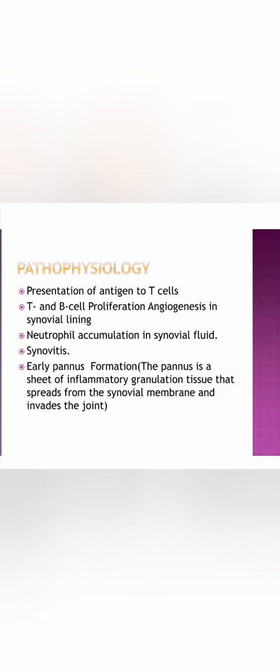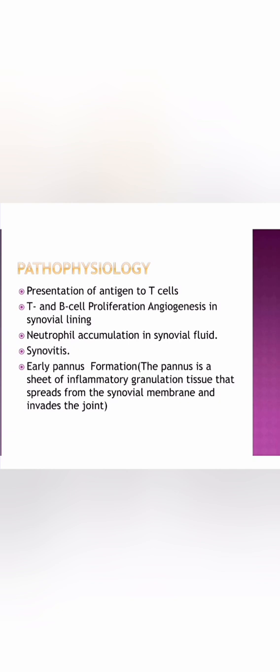And next, pathophysiology. Here, there is presentation of antigen to T cells. These T cells and B cells proliferate in the synovial lining. Neutrophils accumulate in the synovial fluid of the joint. This may cause synovitis. Synovitis means inflammation of the synovial joint, and early pannus formation will occur here.